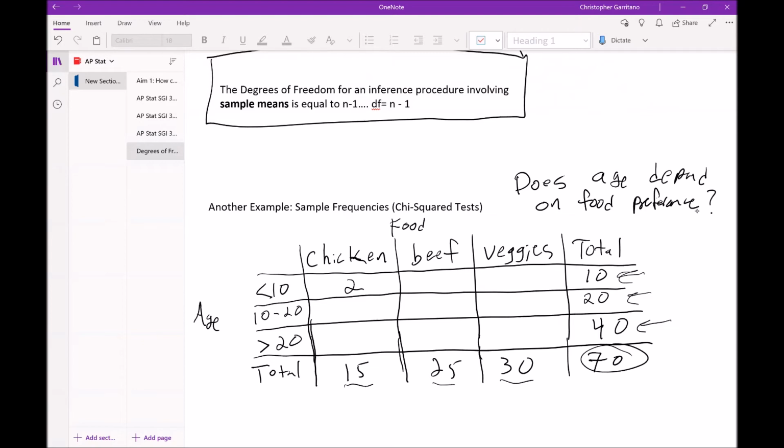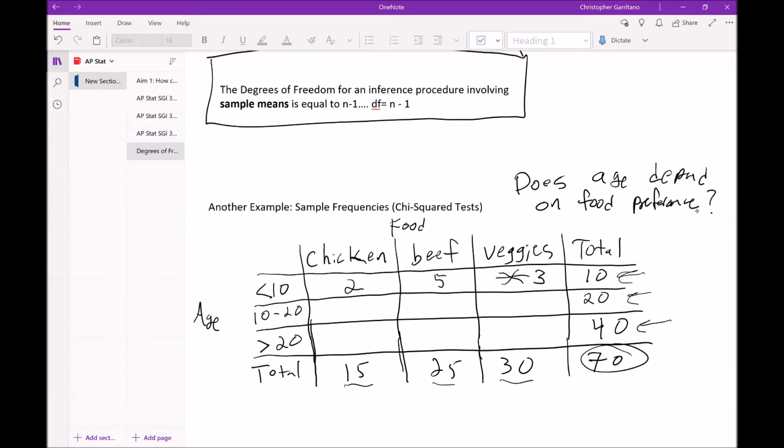Moving on to the beef under 10. Let's say it's 5. Okay, moving further to the right. I know that under 10-year-olds said chicken, under 10-year-olds said beef. Well, this last choice, not free. I know that if the total number of under 10-year-olds was 10, then this last choice has to be 3. See, I can do math.